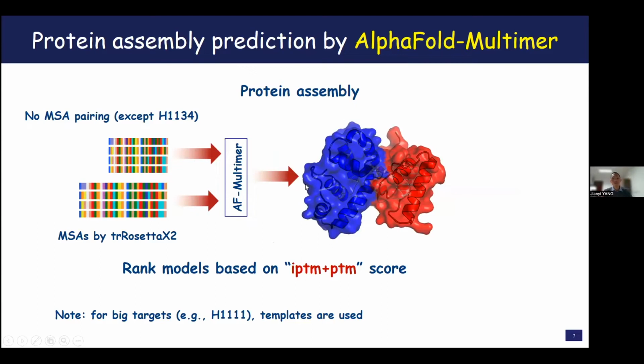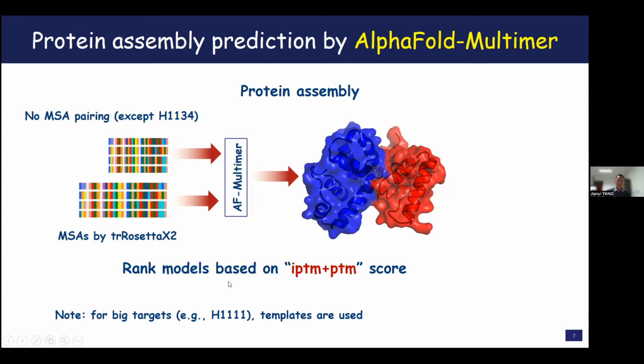For the protein assembly predictions, we don't have an approach for predicting protein-protein interaction, but we have better alignments. So we try to test if this works. We just use the MSAs from the monomer structure prediction before and input them to AlphaFold multimer. But there are a few changes. We don't run the MSA pairing. In fact, in my tests, we didn't see any difference between pairing and not pairing. Sometimes it's even worse with pairing the MSA. So we turn off the pairing, but target H1134 is different. We need pairing. And when we get these models, we select them based on the ipTM plus pTM score.